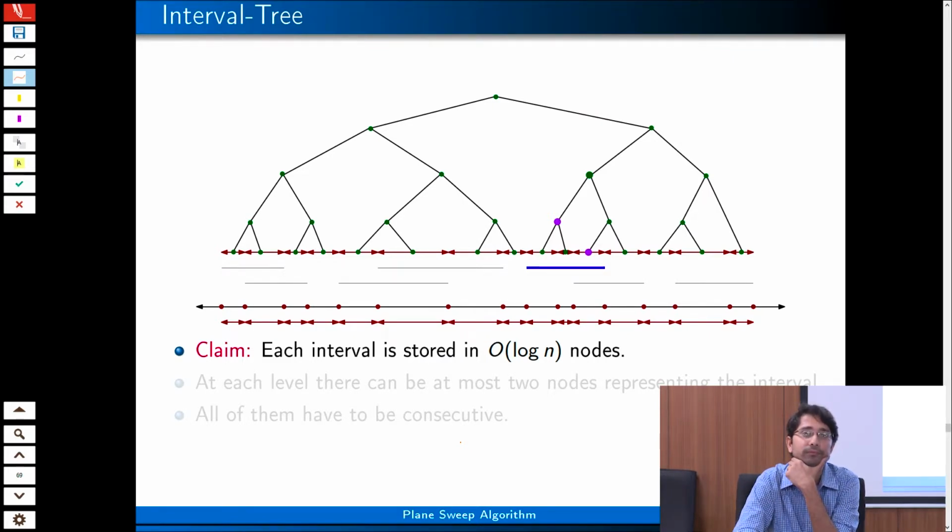But I have taken a very easy example, an example where the interval is stored in only 2 nodes of the tree. But I may have an interval which may start from here and extend up to here. Possible? Then from the root, what I have to do is search in this direction as well as in this direction.